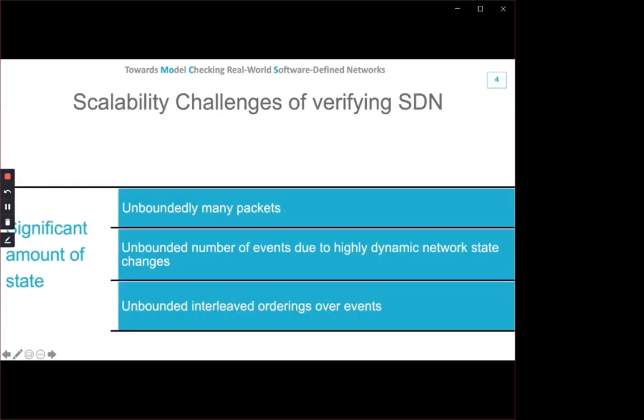Despite the progress made in developing and applying sophisticated formal methods frameworks, networks in general, and SDNs in particular, have largely resisted analysis using formal techniques. The main reason for this is that scalability still remains the Achilles heel in this domain. Networks are hard to verify due to the huge amount of state. Packets can show up anytime, from anywhere. There is a large number of events due to the highly dynamic network state changes, resulting in a high number of interleaved orderings. So, there is a huge state space that we need to deal with.